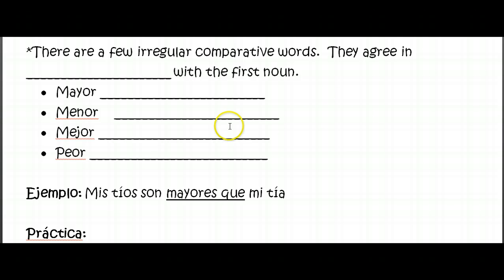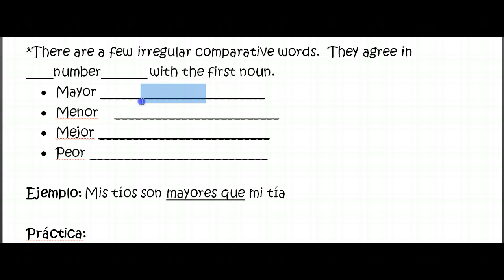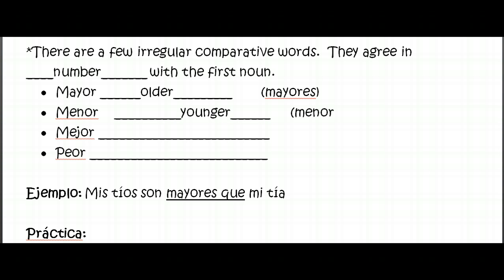On the next page, there are always a few irregular comparisons or a few irregulars of anything. These four always agree in number with the first noun. So, mayor means older. If you're going to use the plural version, it is going to be mayores. Menor means younger. And again, this will agree in gender with your first noun. So its plural would be menores.